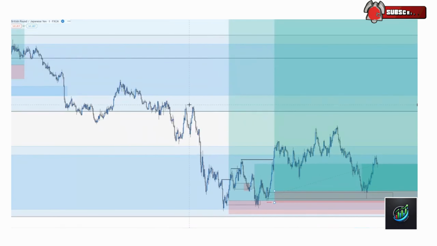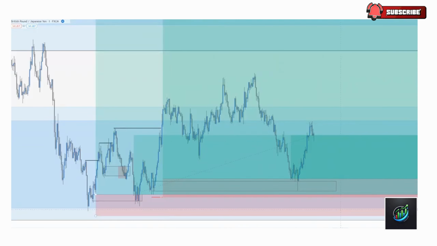In way too many words. But what we can also do is look at the 1 minute as well. And what we can see is we've broken structure to the downside. We have a high here. In theory, we could move our trade to break even here. I'd want to see this clear high being broken before I move to break even.